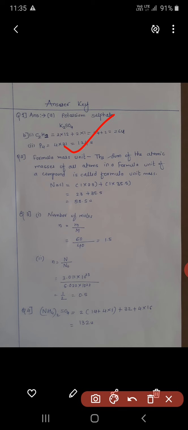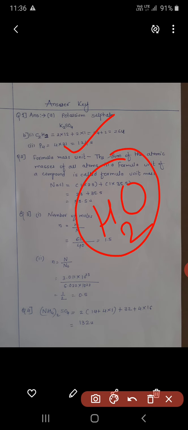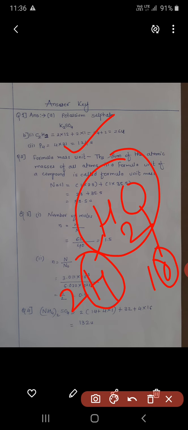Okay, you have to sum the atomic masses of all the atoms. See, if we take the example of H2O, it has 2 hydrogen atoms and 1 oxygen atom. So you have to add the atomic masses of 2 hydrogen atoms and 1 oxygen atom. Add all these atomic masses and that should be your formula unit mass.